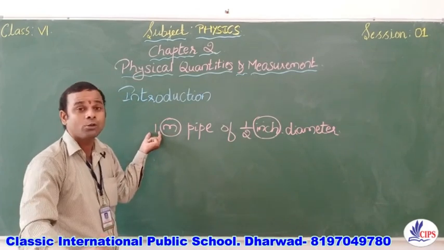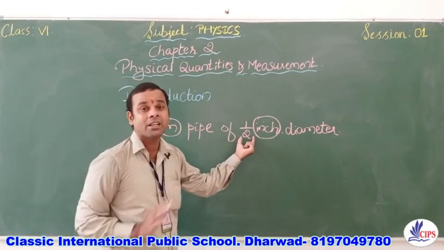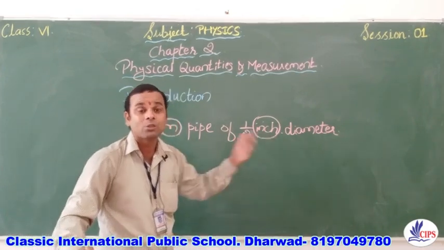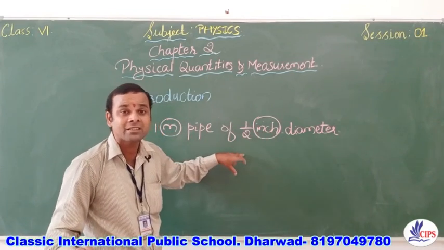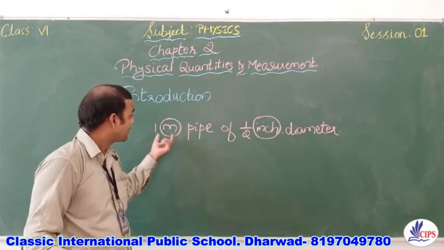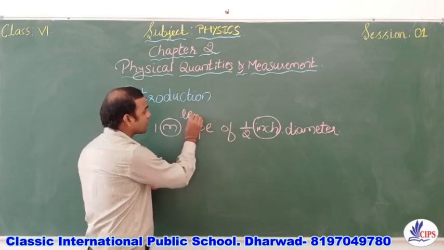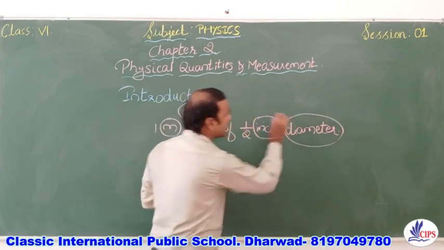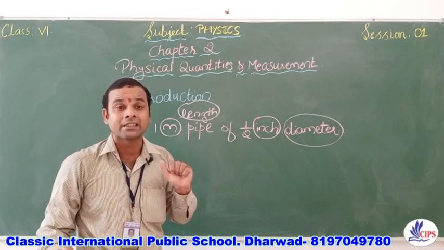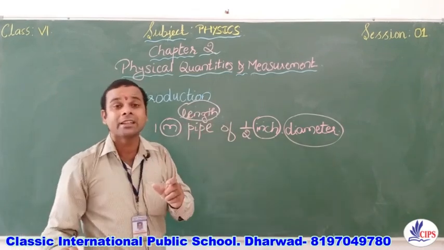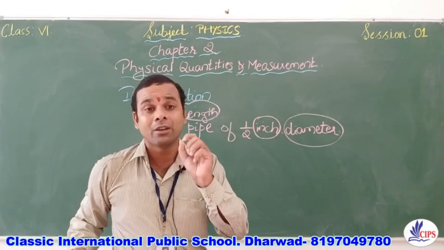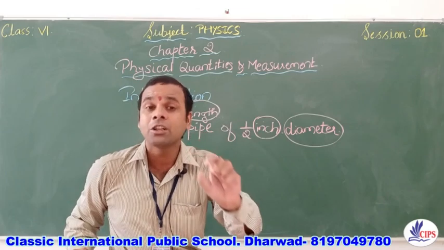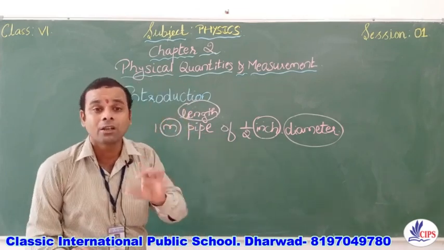1 is a numerical value, half is a numerical value. Meter and inch in this sentence are known to be the units. This 1 meter is nothing but the length I am suggesting. So this length and the diameter are nothing but the physical quantities. Physical quantities must have a particular unit, and you have to state the unit for those physical quantities.